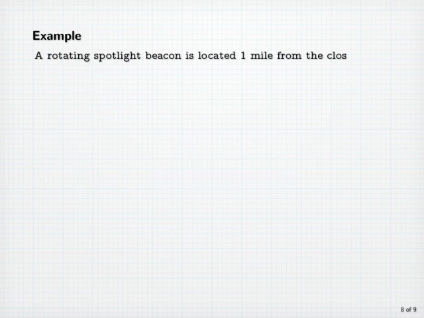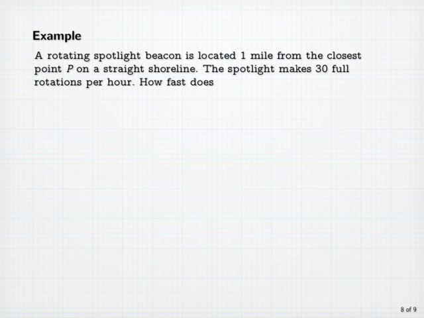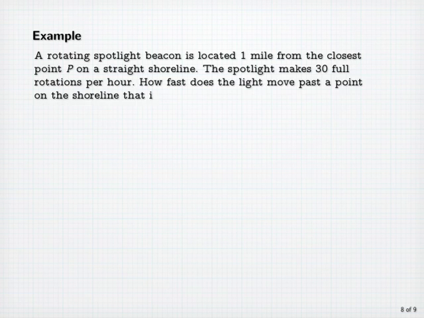Here's an example of a classical related rates problem. A rotating spotlight beacon is located 1 mile from the closest point P on a straight shoreline. The spotlight makes 30 full rotations per hour. How fast does the light move past a point on the shoreline that is 1 mile from P?